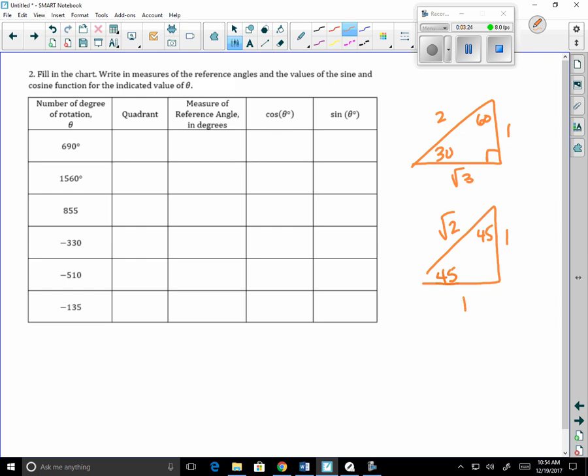So let's see. For the first one, 690 is too big. If I subtract 360, you get 330, which is in quadrant 4. 330 has a reference angle of 30 degrees because it takes 30 degrees to get back to 360. Because I'm in quadrant 4, I know the cosine is positive, and the cosine of 30 is going to be the square root of 3 over 2. Since I'm in quadrant 4, I know the sine is negative, so I'm going to get negative 1/2.